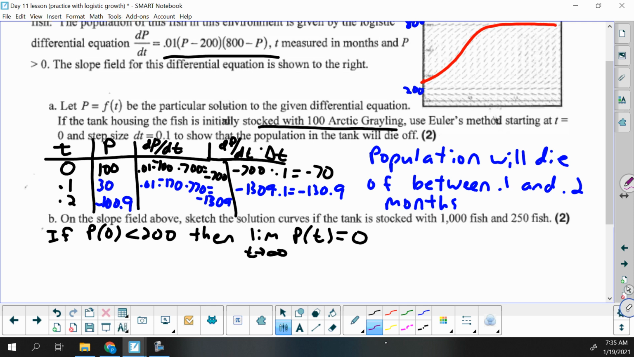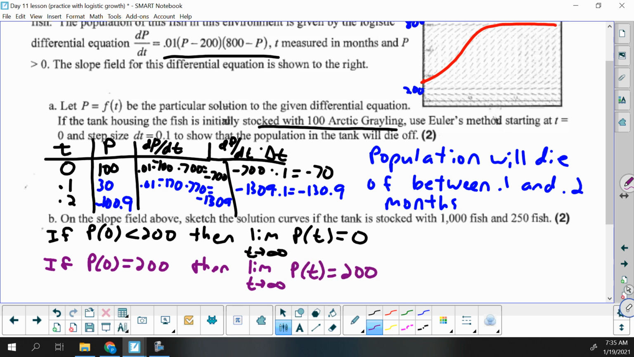Well, next case we have is if they're exactly 200. If the initial value is exactly 200, well, that's an equilibrium point because it levels off there. So then our limit as t approaches infinity of p of t would just stay at 200.